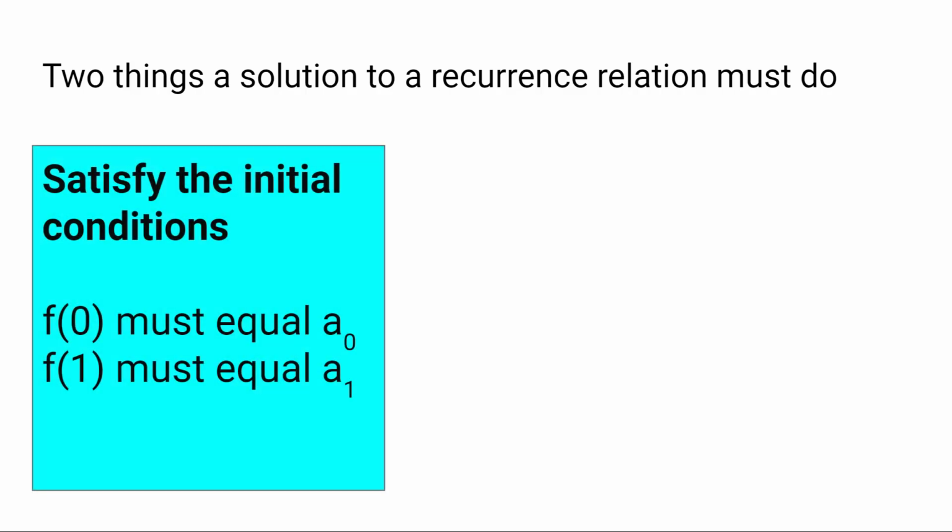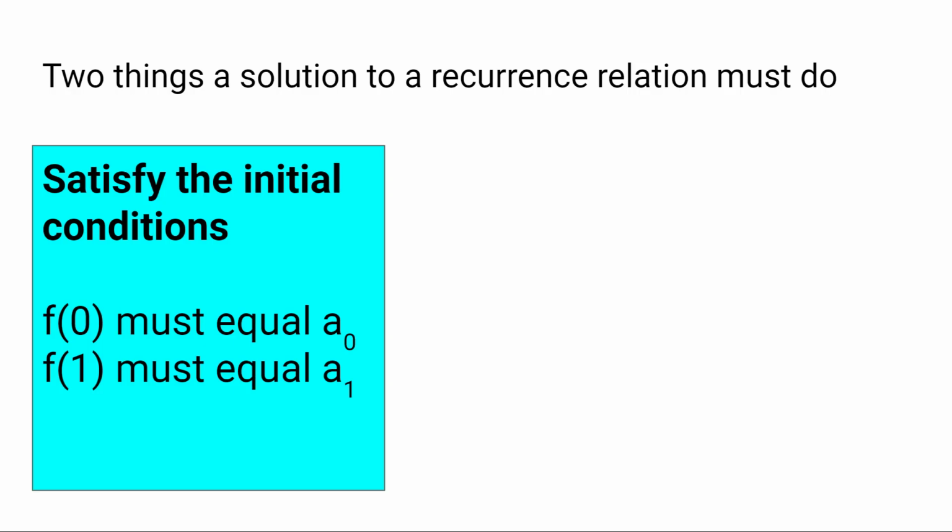Well, to answer that question, we need to change our perspective, and instead of focusing on whether the function and recurrence relation produce the same outputs, let's focus on how a solution should behave. A solution to a recurrence relation would have to do two things. First, it would have to produce all the initial conditions correctly. If the recurrence relation has a single initial condition, say a0, then f of 0 would have to equal a0. If the indexing started at 1, then f of 1 has to equal a sub 1. If the recurrence relation had two initial conditions, say a0 and a1, then f of 0 would have to equal a0 and f of 1 would have to equal a1.